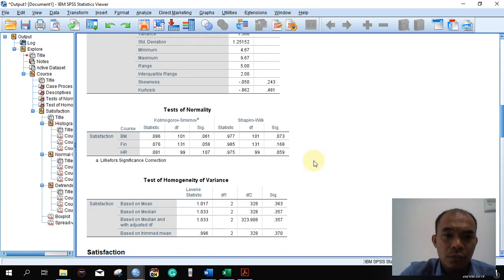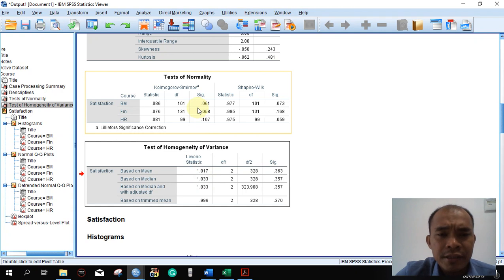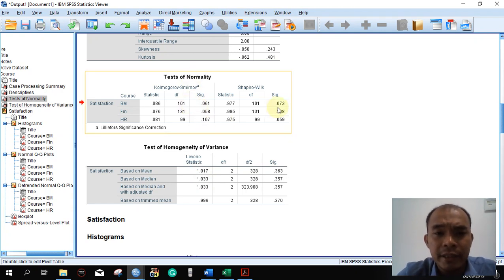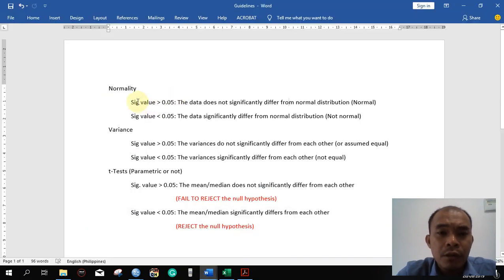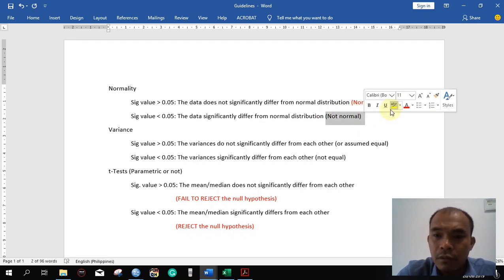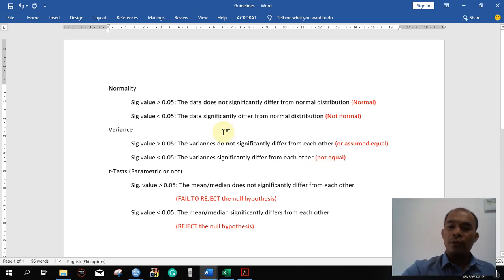Okay, so the data is now processing. Our concern here is the test of normality and the homogeneity of variances. So let's inspect the test of normality. What is our guideline again? For the test of normality, if the sig value, we'll highlight this one in order for us to have a clearer view. Okay.